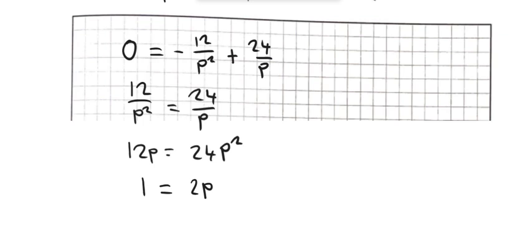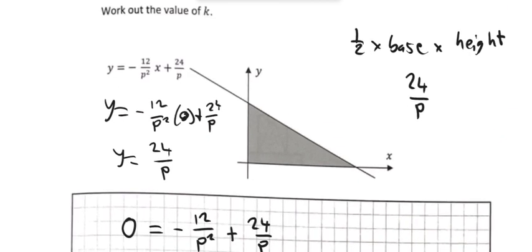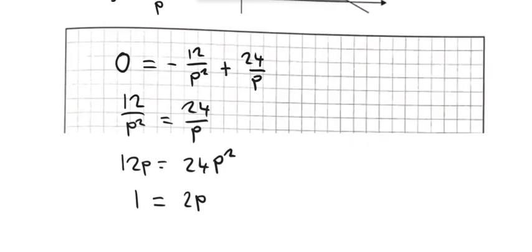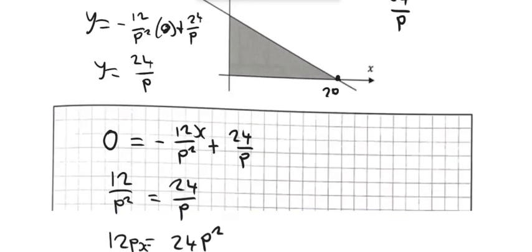Is that right? Oh no, I left out the x. Yeah, it should be an x there beside the 12. So here, 12px. So we get x there instead of 1. So x is equal to 2p. So that point there then, down here, this is the point (2p, 0).